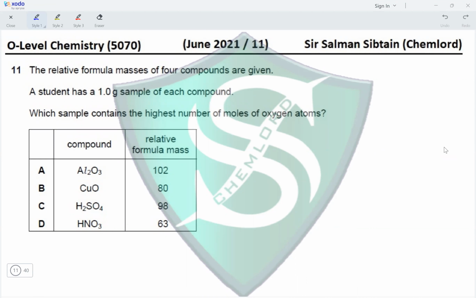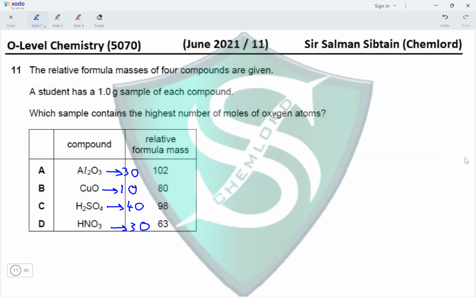One, we calculate the number of moles of oxygen. The other is we calculate the amount of oxygen present in the molecule. So let's do the amount of oxygen present in the molecule method. In the case of aluminum oxide, we have 3 moles of oxygen. For copper oxide, we have 1 mole of oxygen. For sulfuric acid, we have 4 moles of oxygen. And for HNO3, we have 3 moles of oxygen atoms present.